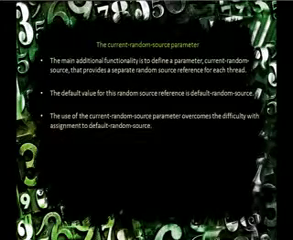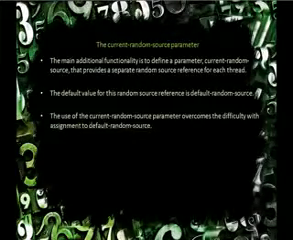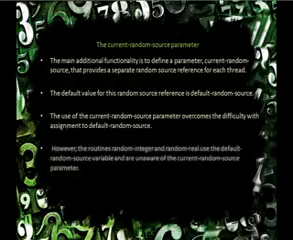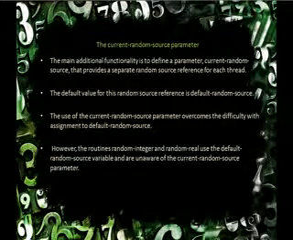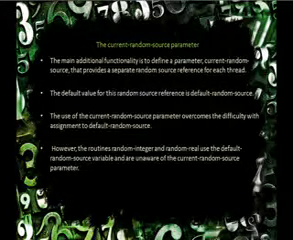The use of the current-random-source parameter overcomes the difficulty with assignment to default-random-source. However, the routines random-integer and random-real use the default-random-source variable and are unaware of the current-random-source parameter.